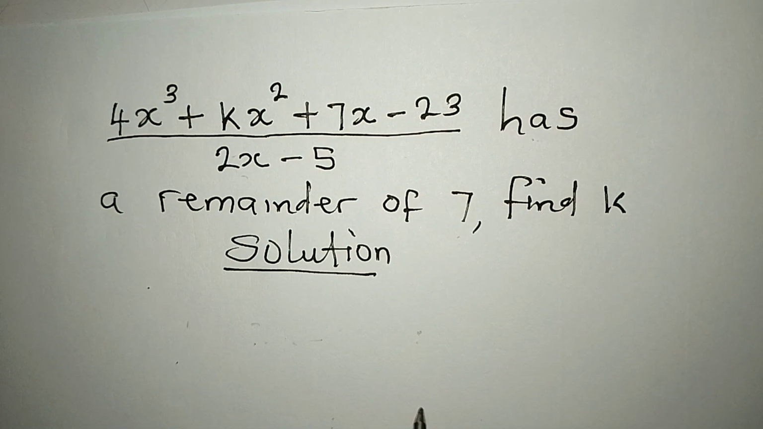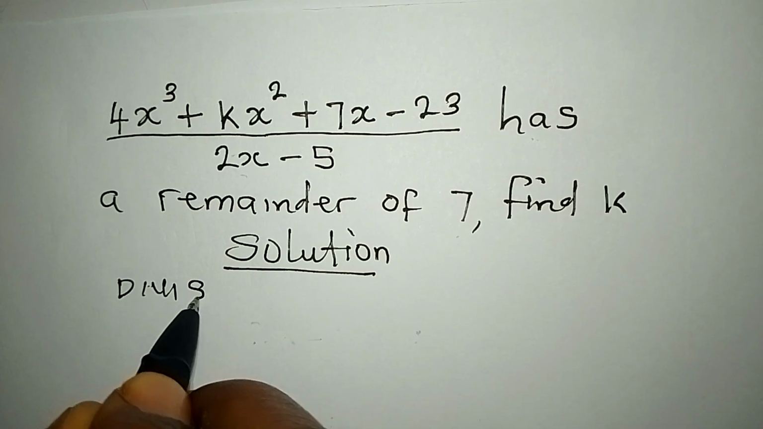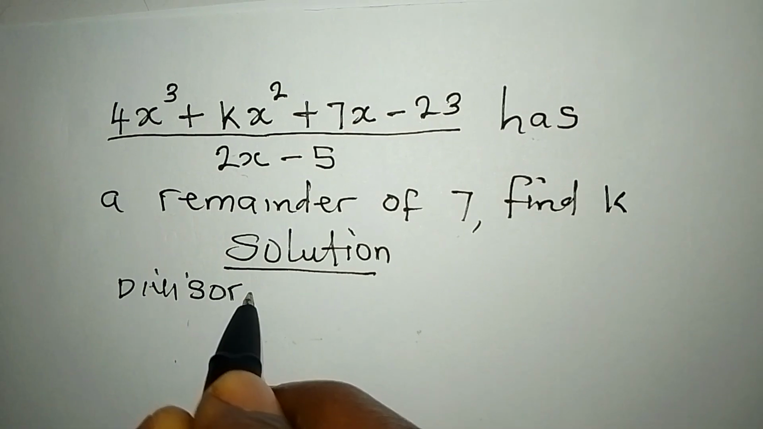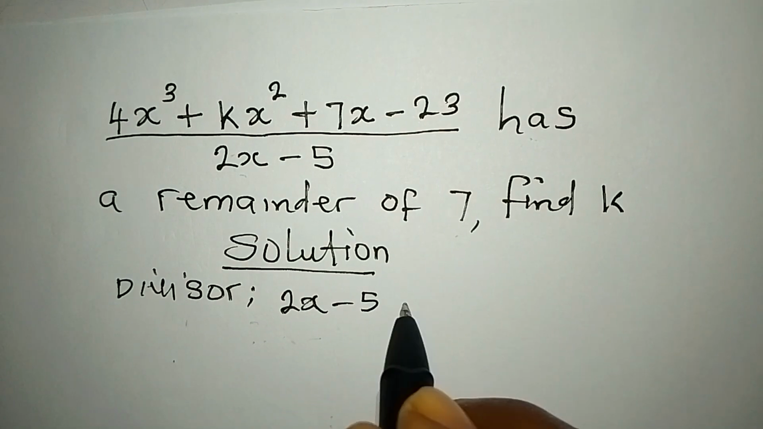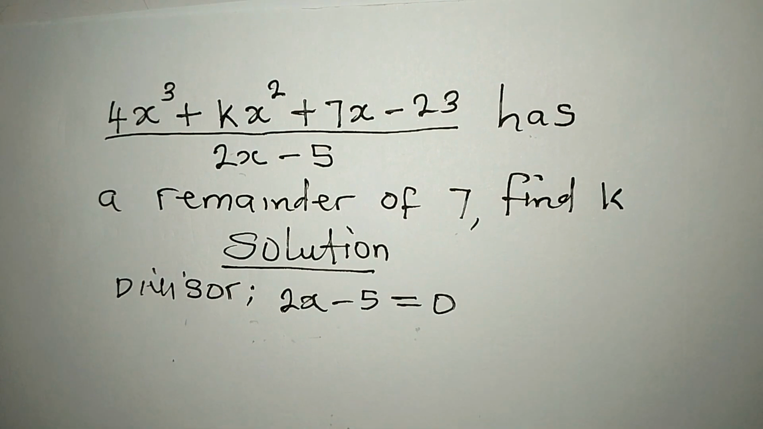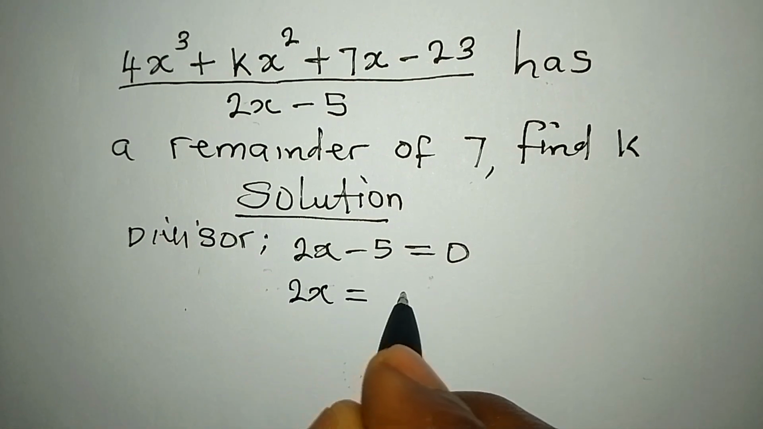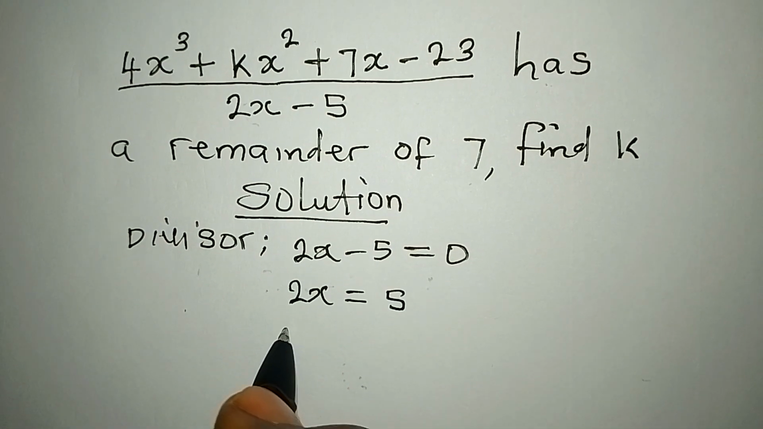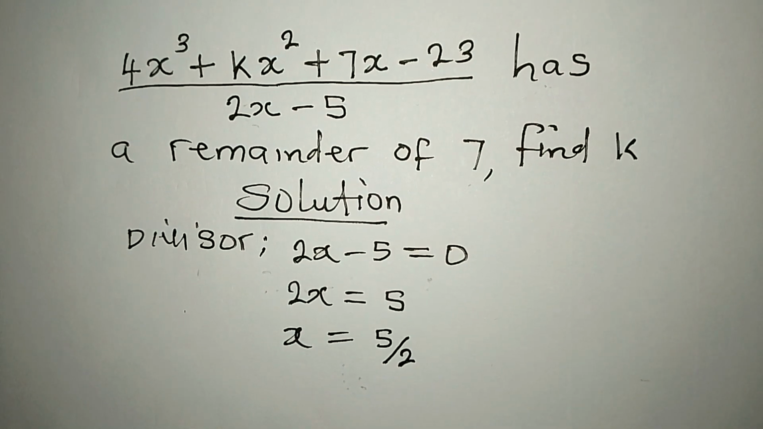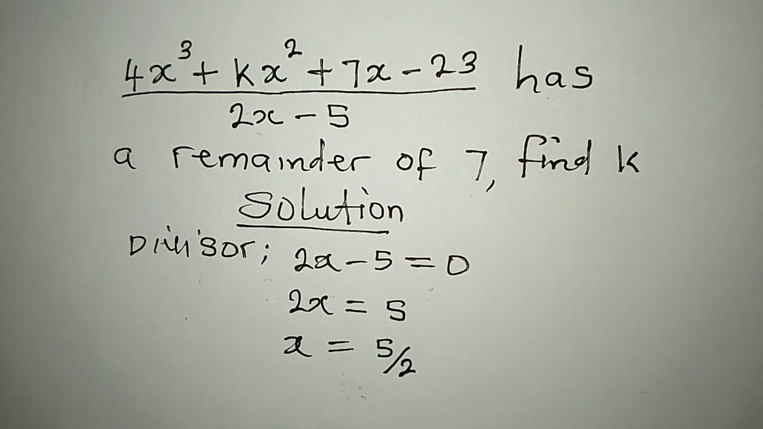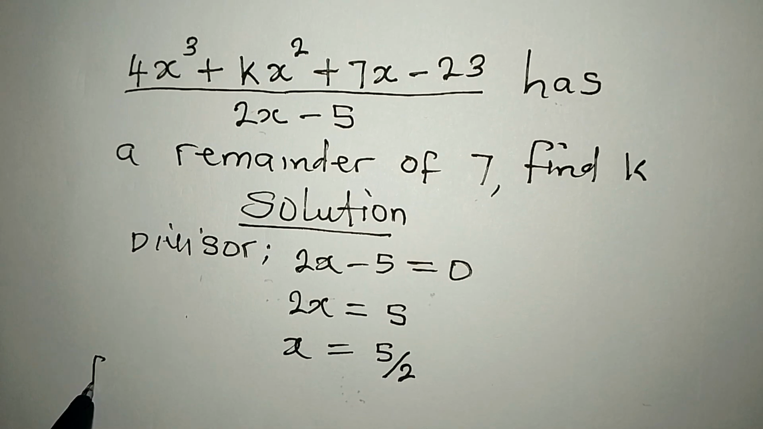Now, for us to deal with this, from the divisor where we had 2x minus 5, we are going to equate it to 0, so that 2x will be equal to 5, and now our x is equal to 5 over 2. So we now have the value of x. Then let's get our f of x.